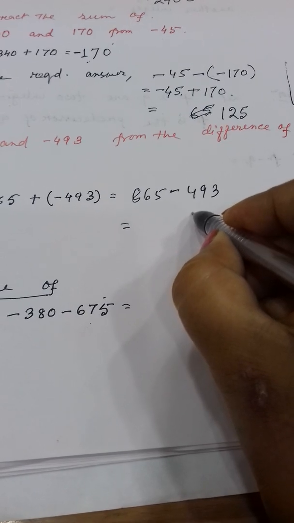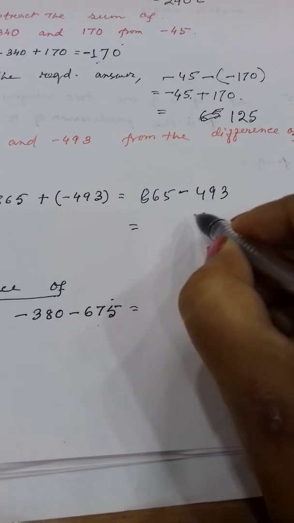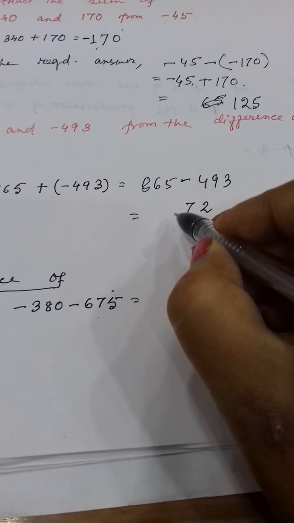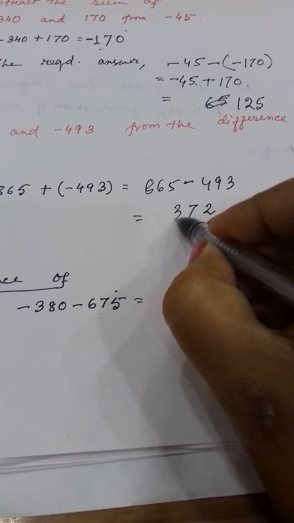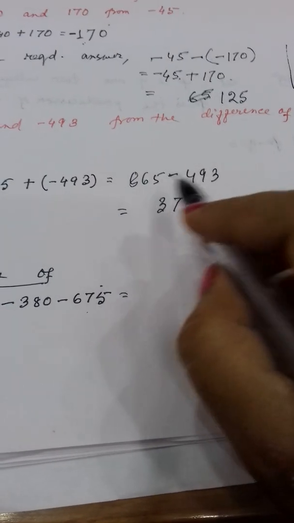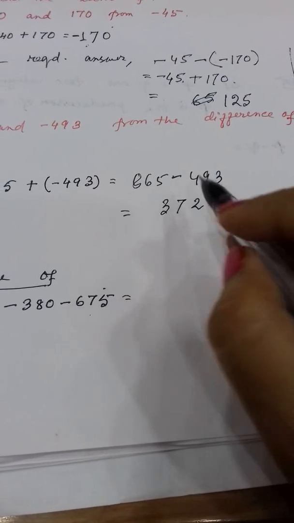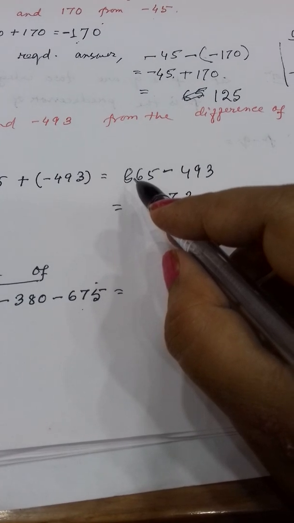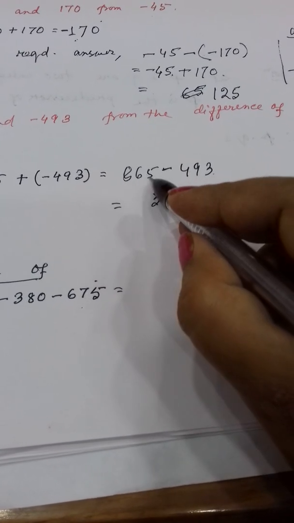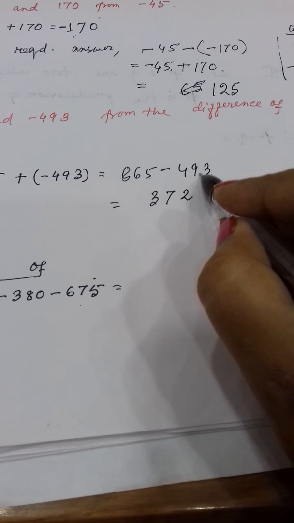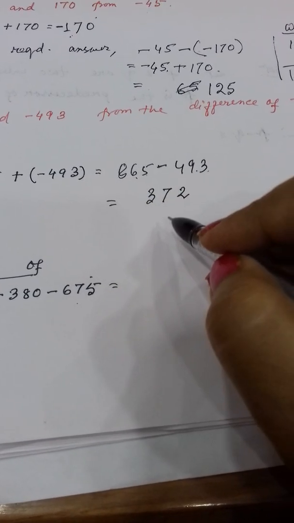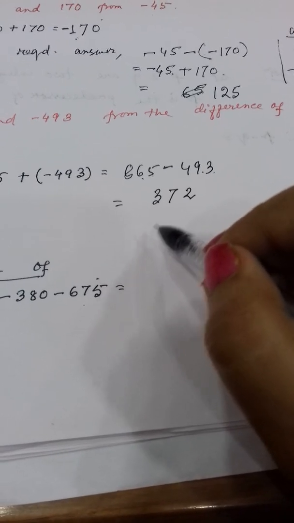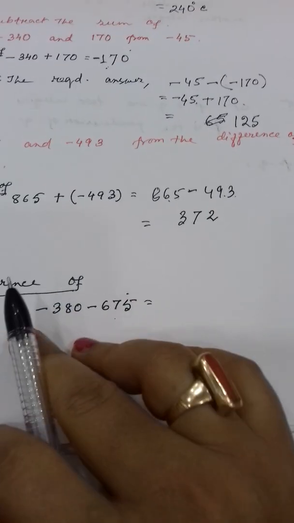5 minus 3, 2. 16 minus 9, 7. 4 plus 1, 5. 8 minus 5, 3. Clear? To check the subtraction, do you know how to check? These two you do addition. If it will be there, that means your subtraction is correct. 2 plus 3, 5. 9 plus 7, 16, 6, carrying 1. 3 plus 4, 7 plus 1, 8. Clear? So it is 372.